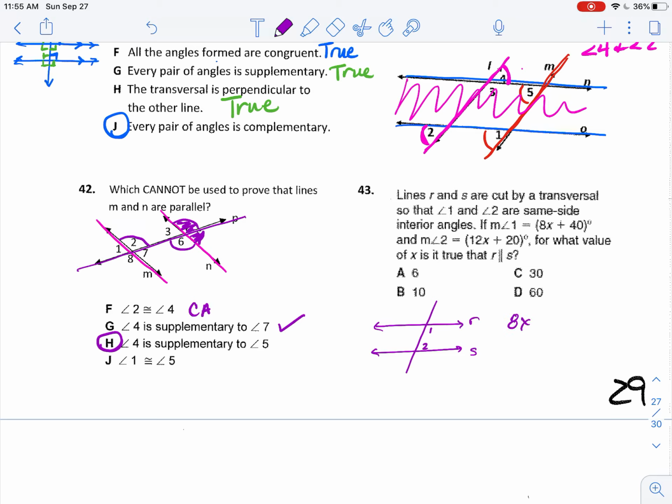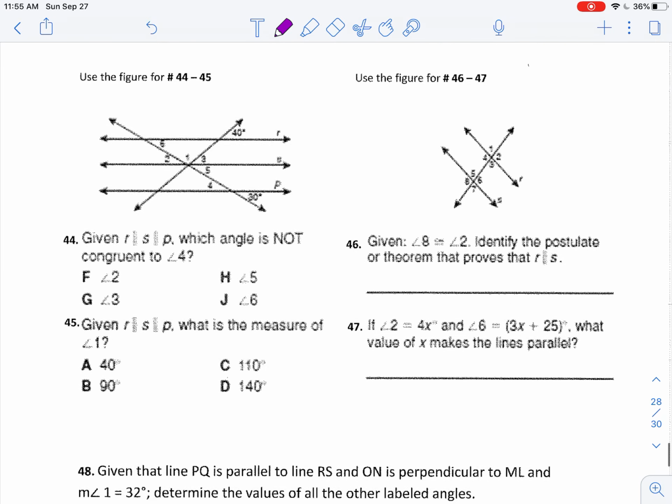If the measure of angle 1 is 8x plus 40, and the measure of angle 2 is 12x plus 20, same side means supplementary, so I know they're going to add to 180. Let's go ahead and work a little bit of this arithmetic. That's 20x plus 60 is 180. Subtract 60, 20x is equal to 120, and x is equal to 6.